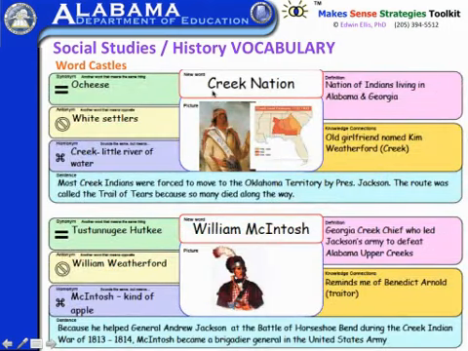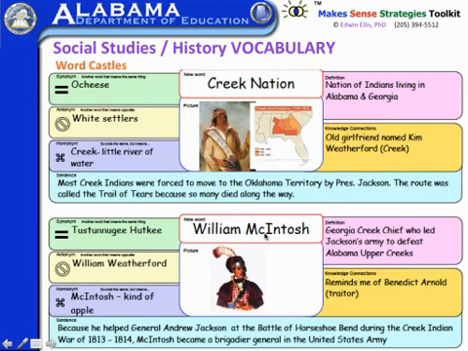So for an example, the Creek Nation, the definition is a nation of Indians living in Alabama and Georgia. Knowledge connection, my old girlfriend named Kim Weatherford was a Creek. A synonym for the Creeks is the Ochese. The opposite, or the antonym, would be the white settlers. Homonym would be Creek, as in one of those little bitty rivers. Sentence, most Creek Indians were forced to move to the Oklahoma Territory by President Jackson. The route was called the Trail of Tears because so many died along the way. That works pretty well.